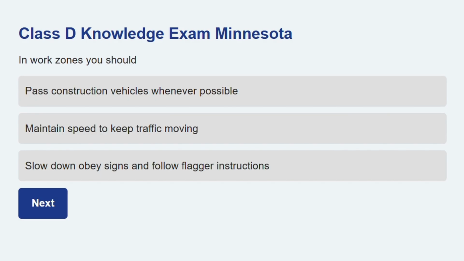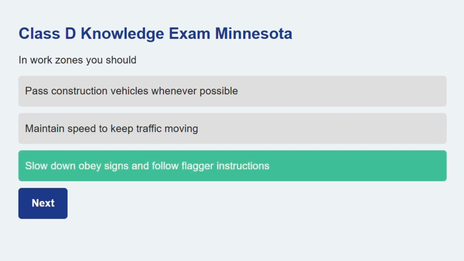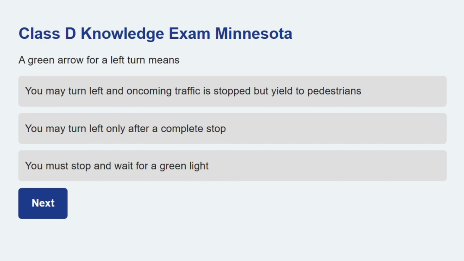Continuing on. In work zones, you should slow down, obey signs, and follow flagger instructions. Construction zones have changing conditions and workers present, requiring extra attention and reduced speeds.